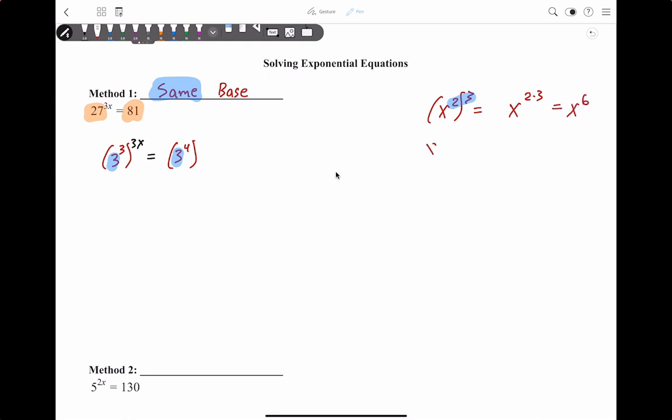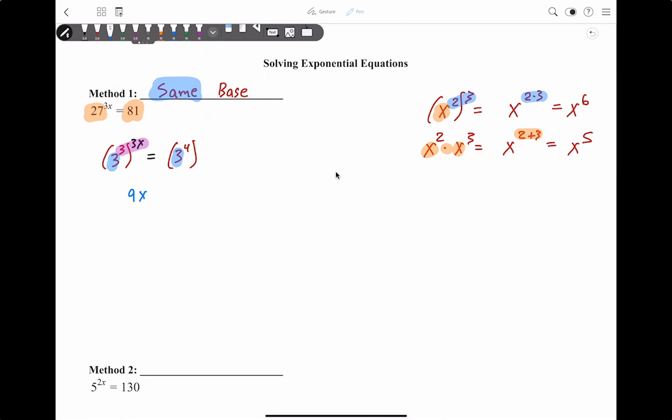Now this is different from, just a quick review, x squared times x cubed. When they're multiplied, we add their powers to get x to the 5th. So when you have two bases that are multiplied, just a reminder, we add. But if we have one base that has two powers, a power raised to a power, we then multiply. And that's what we're trying to do here. 3 is the power, but then it's further raised to the power of 3x. So if I multiply that, I'm going to get 9x as the power.